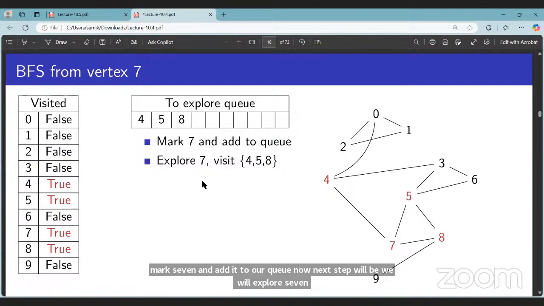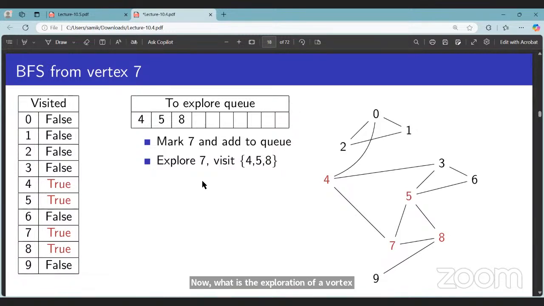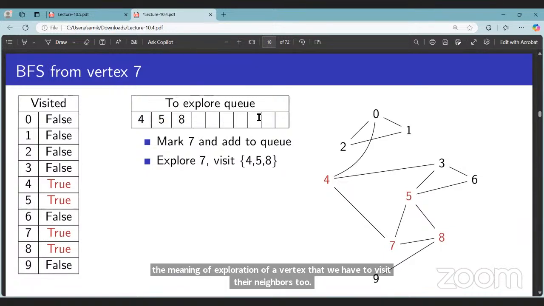What does the exploration of a vertex mean? We have to visit its neighbors. So we have to visit the neighbors of 7. What are the neighbors of 7? 4, 5 and 8 are neighbors of 7. So now we will change the status of 4, 5 and 8 from false to true, and add all these vertices into our queue for exploration, because these are visited vertices which haven't been explored. Exploring a vertex means that we have to visit their neighbors too. So here we add 4, 5 and 8 into our queue for exploration.